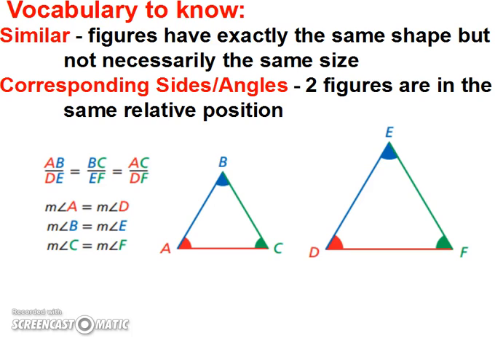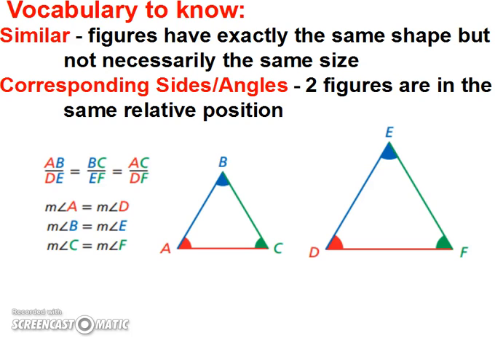Let's start with some vocabulary. Similar figures have exactly the same shape, but not necessarily the same size. Corresponding sides and angles are two figures in the same relative position.